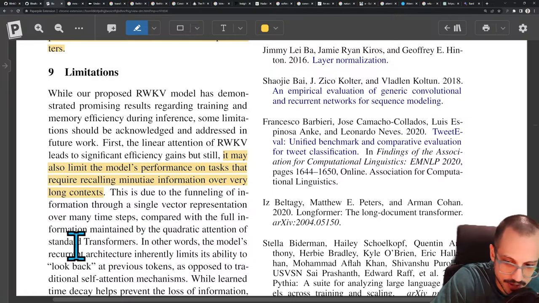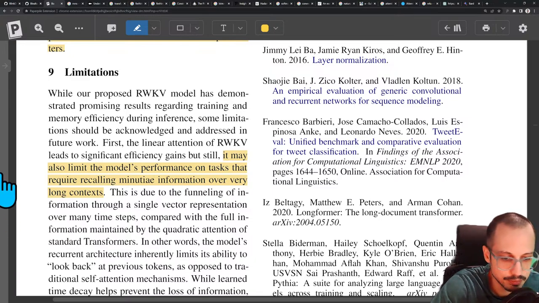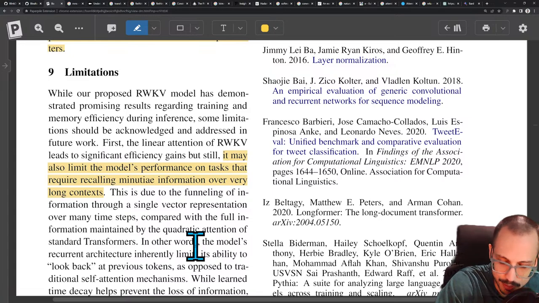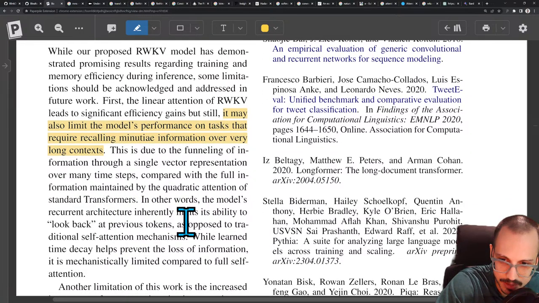So in a standard transformer, every part of the input sequence has the opportunity to contribute to the current sequence prediction, or the current token prediction. So you maintain that information. You're not doing this kind of lossy compression. In other words, the model's recurrent architecture inherently limits its ability to look back at previous tokens as opposed to traditional self-attention mechanisms. While learned time decay helps prevent the loss of information, it is mechanistically limited.